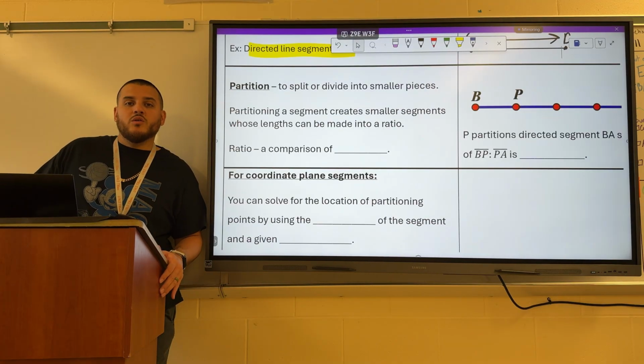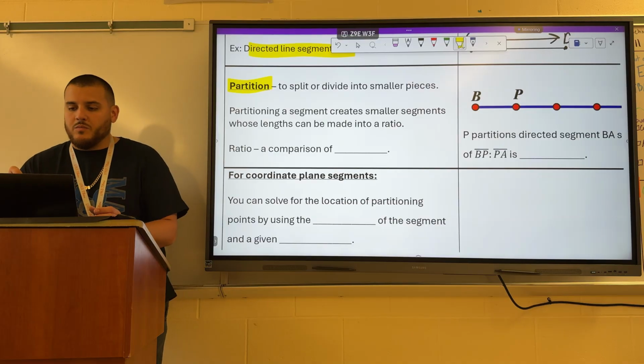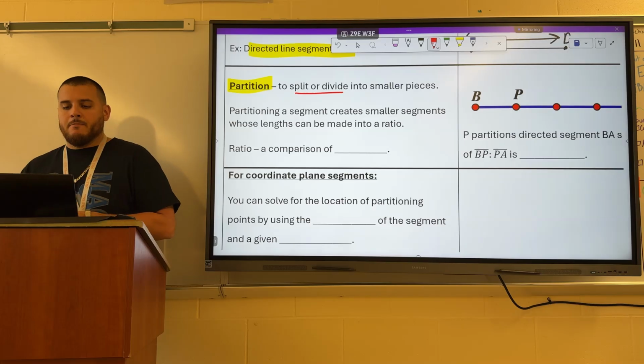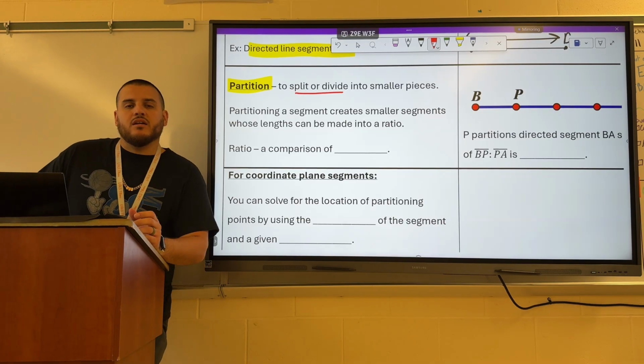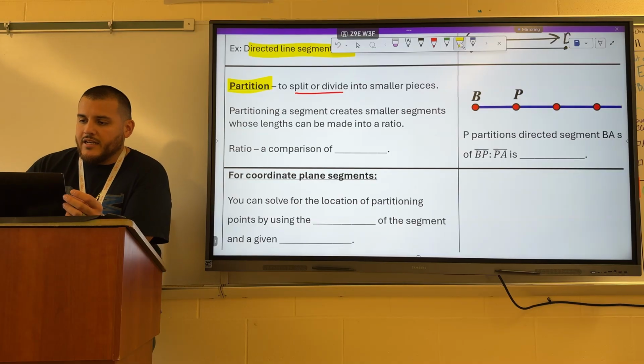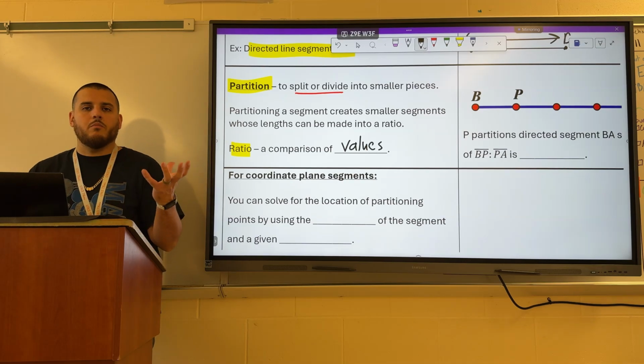What we're going to be doing to these directed line segments is partitioning them, which means to split or divide into smaller pieces. These smaller pieces that we get on our segments, we're going to be creating ratios with them. And as a reminder, a ratio is just a comparison of values, comparing numbers to each other.